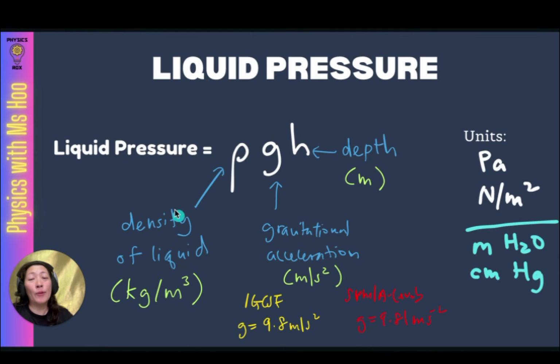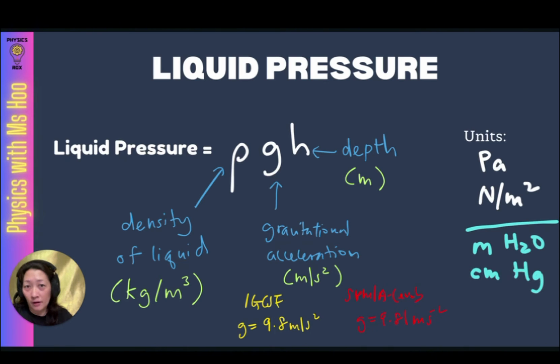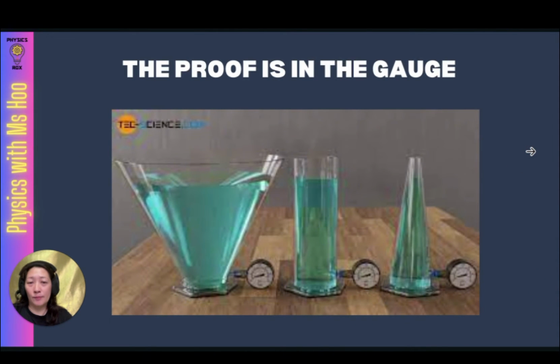Now that we have the formula for liquid pressure, you must remember that the factors which affect liquid pressure are only these three variables. That means that liquid pressure is only affected by the density of the liquid, the gravitational acceleration, and the depth of the liquid. Unlike solid pressure, liquid pressure does not depend on the volume or the area where the liquid is acting. It only depends on these three factors. Let's look at this picture to show you as proof.